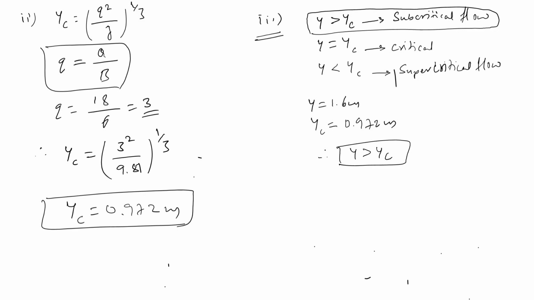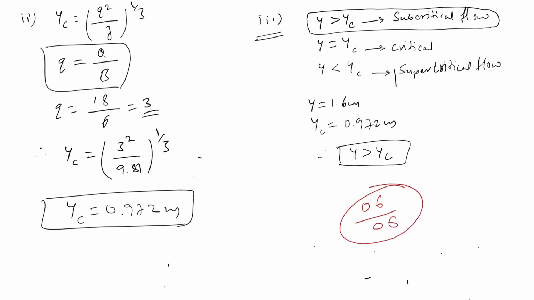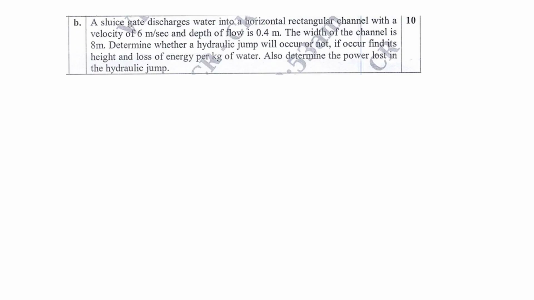If you solve this much, you will get 6 marks out of 6 marks. Let's move to the second question. Just once read this question. The given data are the initial velocity v1 is equal to 6 meter per second, and depth of flow y1 is equal to 0.4 meter, and the width b is equal to 8 meter.